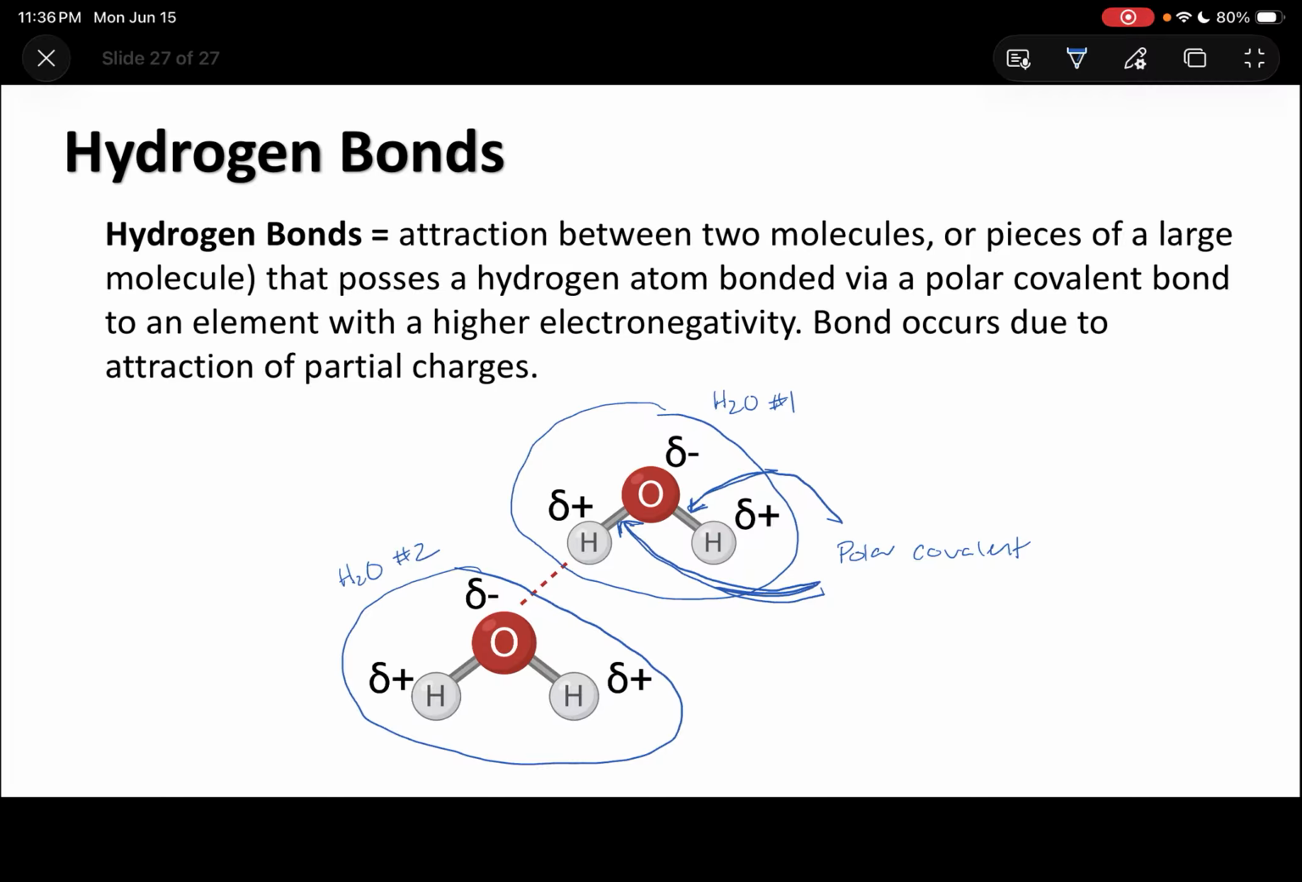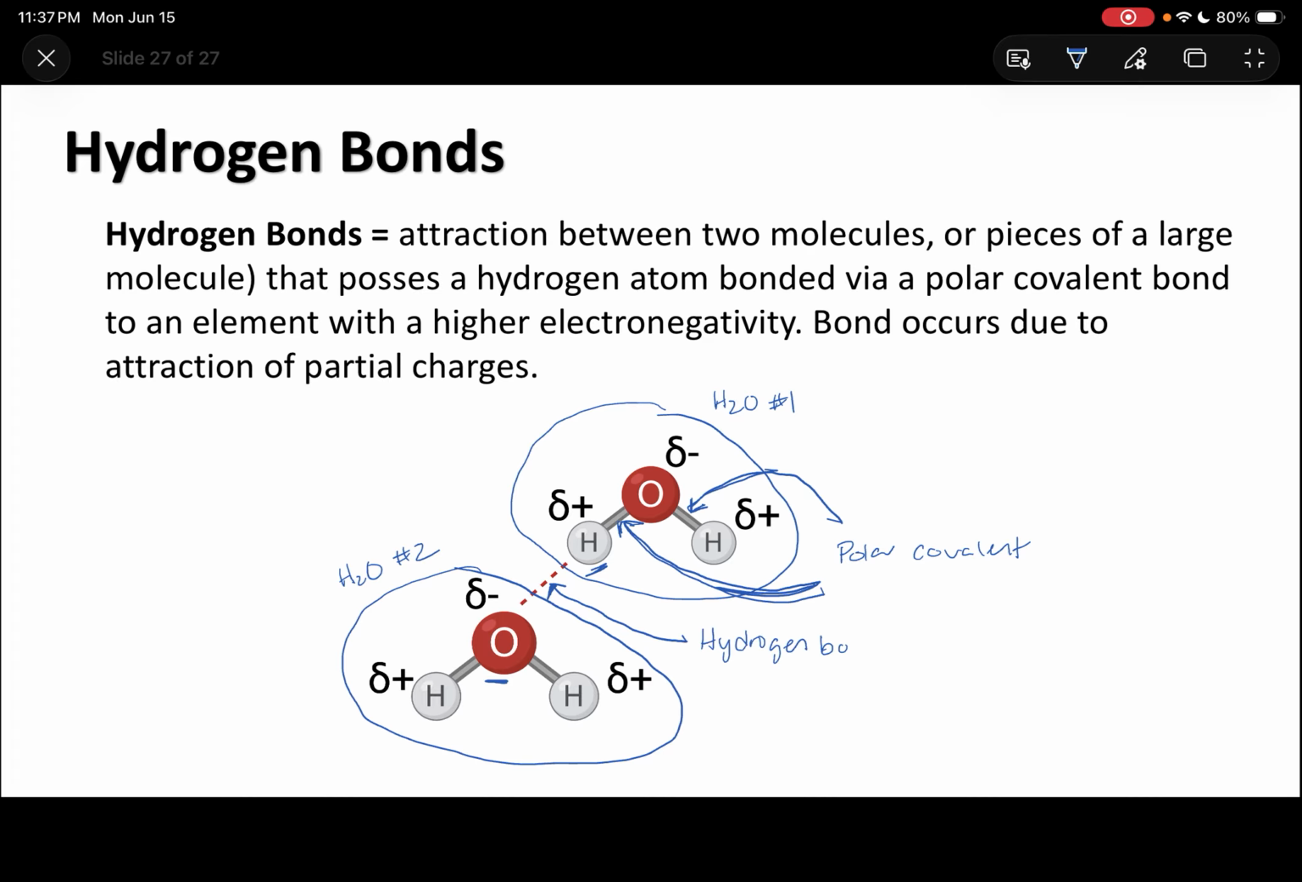Here's the thing, opposite charges attract. So the partial positive of this hydrogen can be attracted to the partial negative of this oxygen. And it's going to form this attraction called the hydrogen bond.